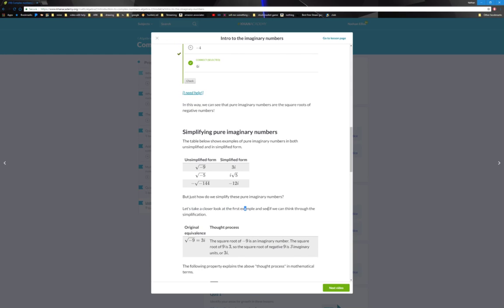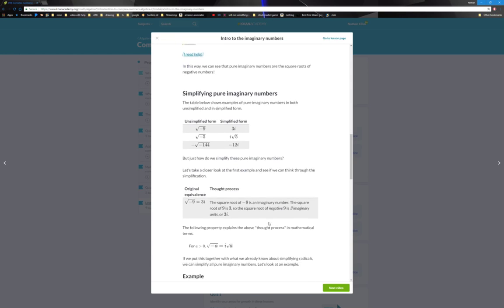Alright, but just how do we simplify these pure imaginary numbers? Let's take a closer look at the first example and see if we can think through the simplification. The square root of -9 equals 3i. So the square root of -9 is an imaginary number. The square root of 9 is 3, so the square root of -9 is 3 imaginary units, or 3i.